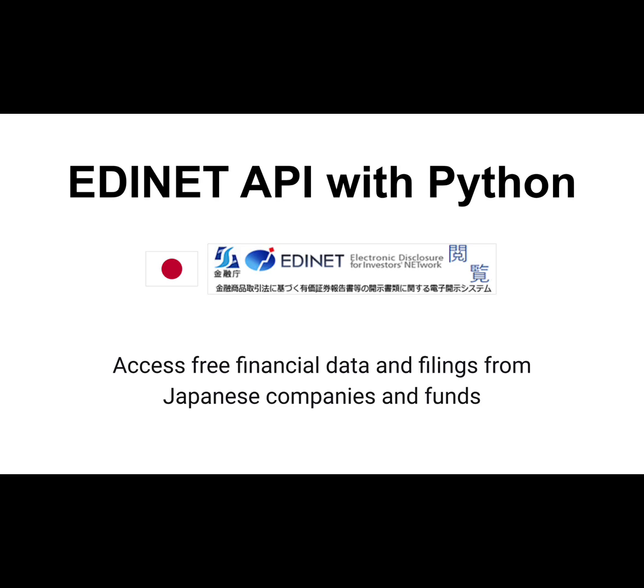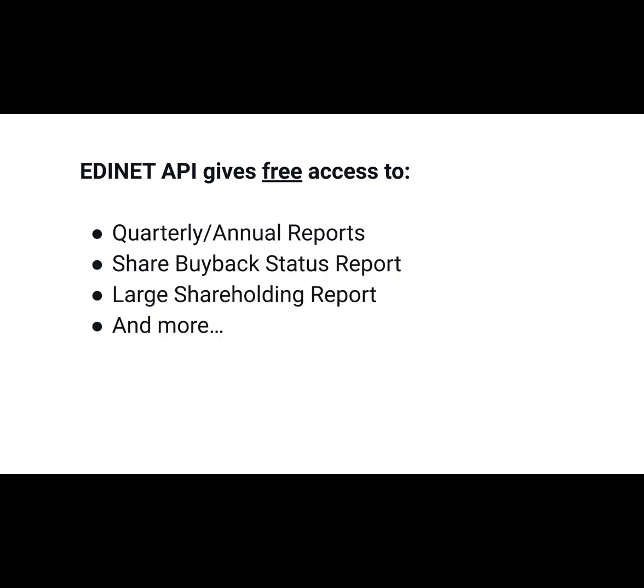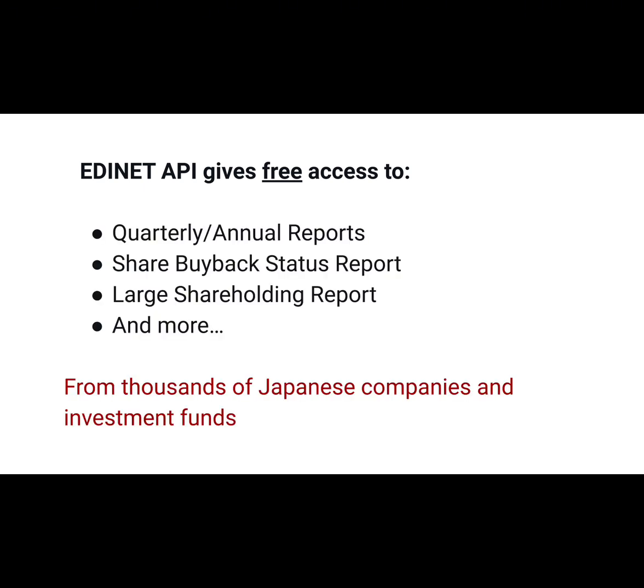In this video, I'll show you how to get up and running with Japan's EDINET API so that you can access financial data, disclosures, and filings from Japanese companies and investment funds. The API is free to use, and with it, we can extract key financial data and insights from a major global market. This combination of rich data and automated retrieval could be a valuable tool for investment research and analysis.